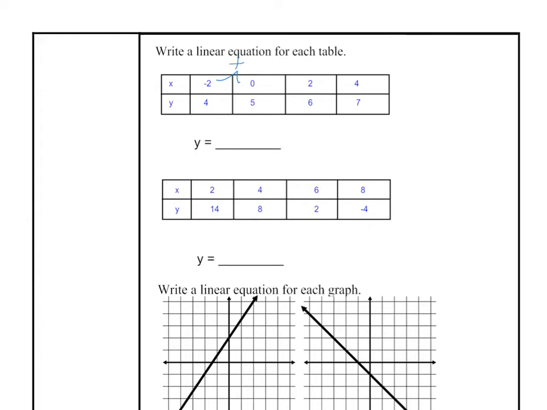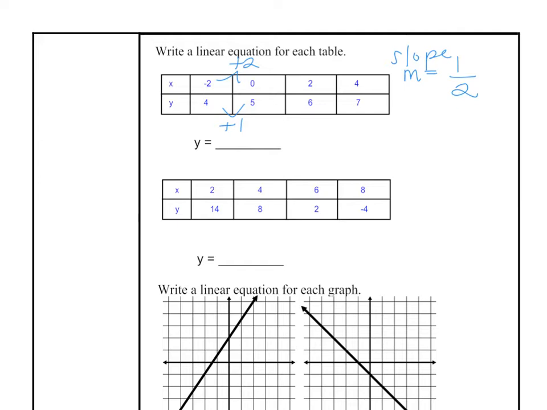-2 to 0 would be +2. And then for my y's, 4 to 5 is +1. I don't need to go any further than that. I just need one change in x and one change in y. So let's write our slope. I'm going to call it m. m is equal to change in y, which is 1, over change in x, which is 2. So I have my slope. My slope is 1/2.